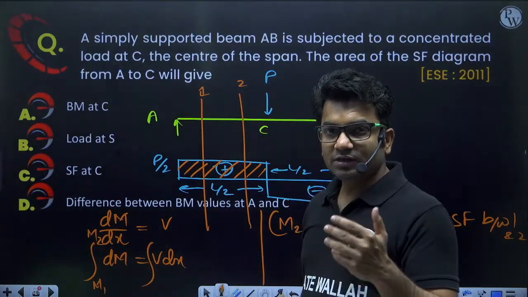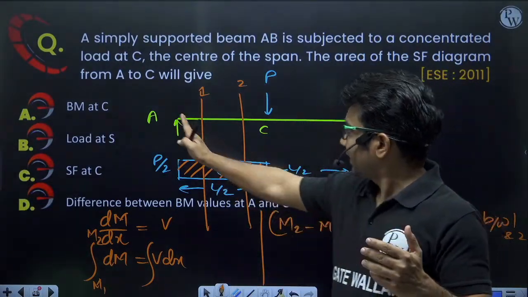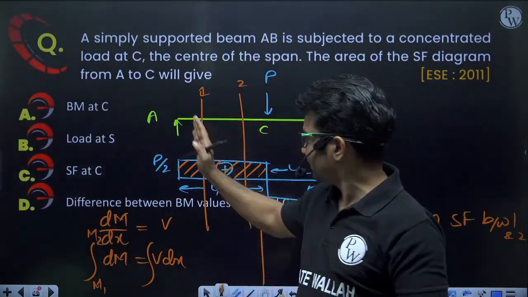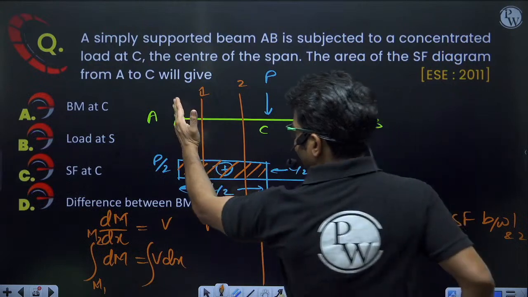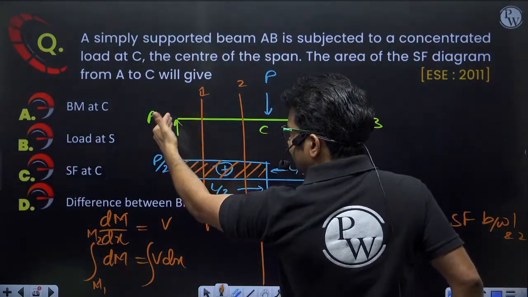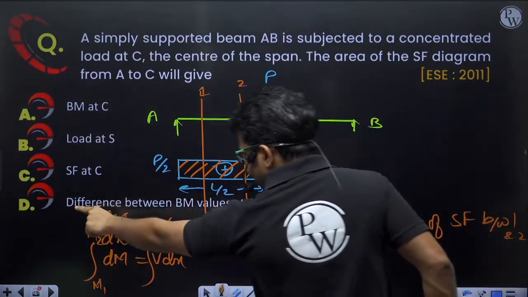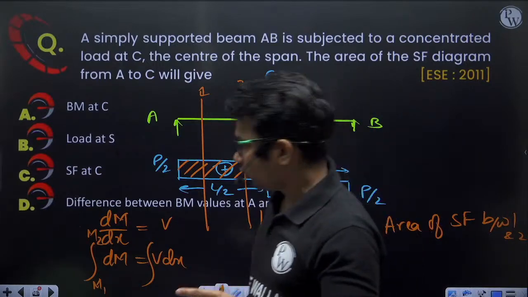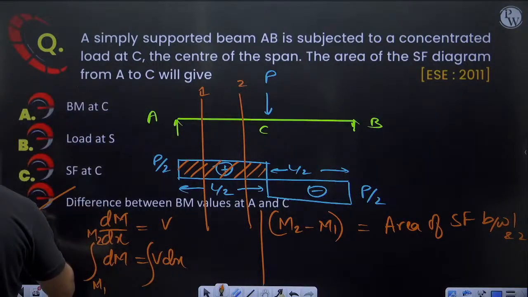Now here I have to take sections A and C. So from A to C, this area will give me the change in bending moment from A to C, that is, the difference between the bending moment values at A and C. The correct answer will be option D.